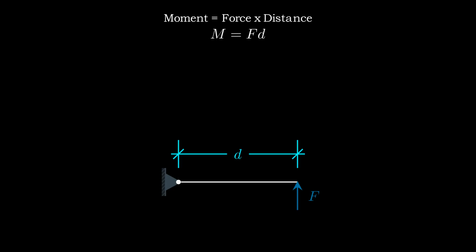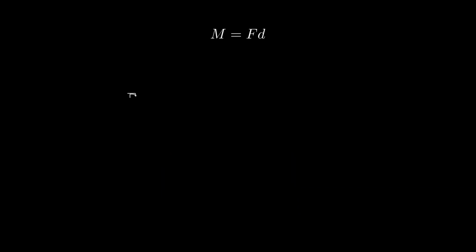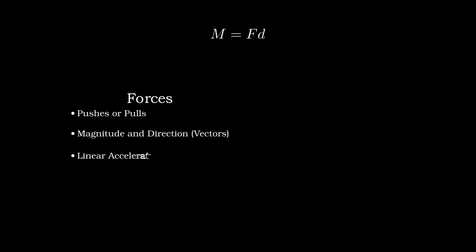So now we know the two key ingredients for a moment, a force and a distance. Let's look closer at each of these parts. Forces are pushes and pulls. They have a magnitude and direction, so mathematically we can think of them as vectors. That's why we typically show them as arrows. If there's no opposing force, forces create linear acceleration.